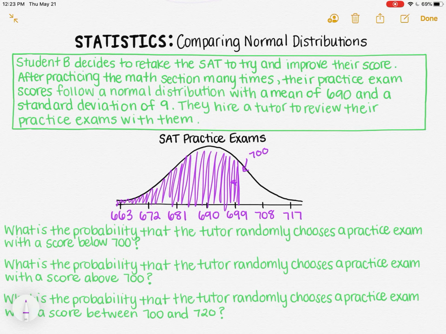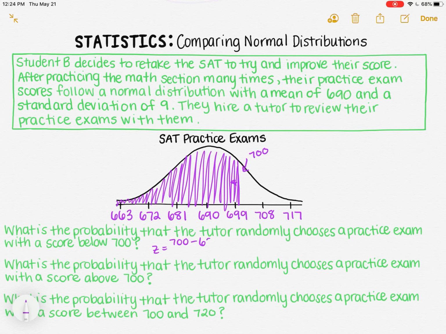Now, this should remind you of z-scores and the z-score table. We know that we can find the z-score for 700, and then if we look it up in the z-score table, it will tell us the percentage or the area under the curve to the left of 700. So I'm going to start by finding the z-score for 700.